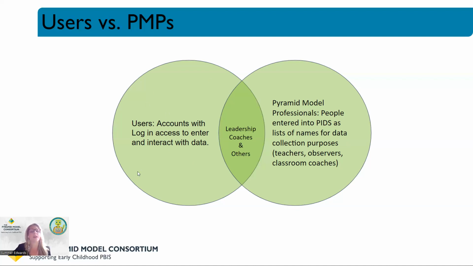So they would be somebody that would have login access and be able to enter data or interact with data. But they also might have to enter themselves as a pyramid model professional because perhaps they are the person who's conducting the TPOT or TPITOS. So they might be that reliable observer who's supporting the program with those pieces at this time. And so they might need to be logged into the system and then also enter themselves in as a pyramid model professional in the system, so that when they go to do a TPOT or TPITOS, they can select their name from the list of potential observers.